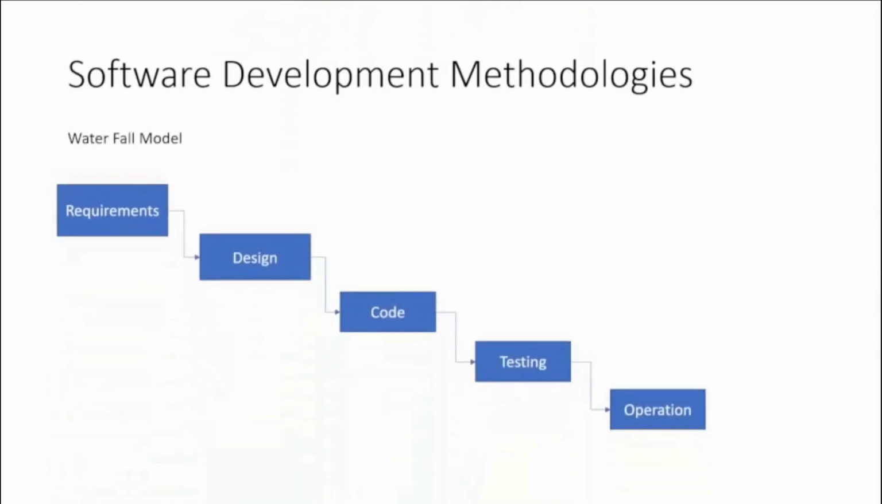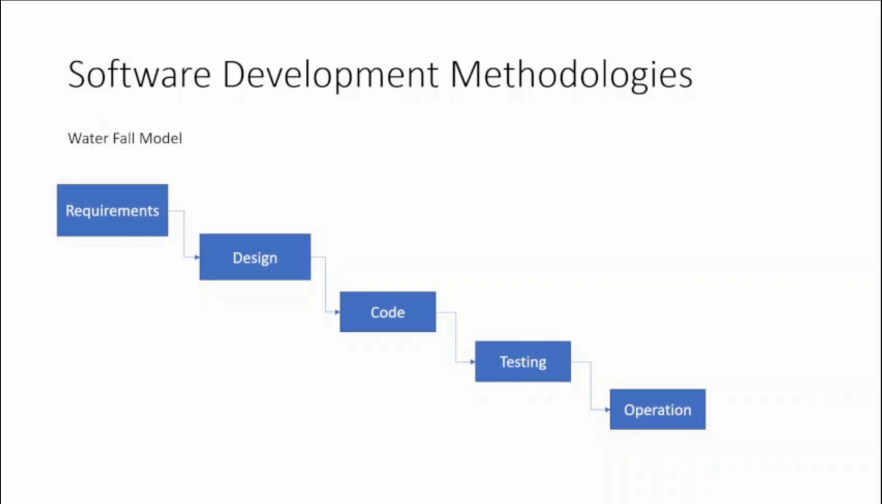Software development methodologies. Usually there are two types of software development methodologies: the waterfall model and the agile model. What is the waterfall model? A waterfall model represents a linear and sequential approach to software development. The following steps are carried out sequentially in a waterfall approach.